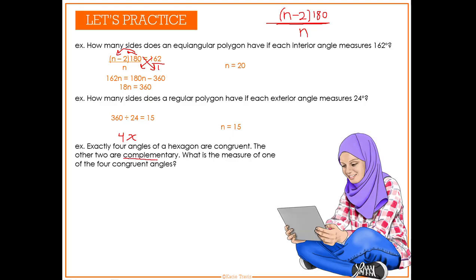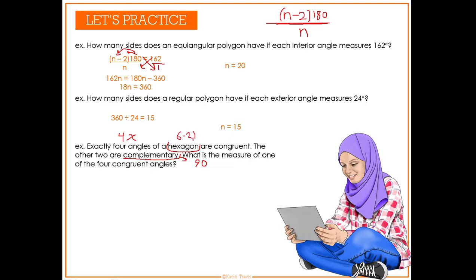Next, we got a blast from the past. It says the word complementary here. If you don't remember what complementary means, that's when 2 things add to give you 90 degrees. And then finally, we got a hexagon, where a hexagon has a total number of something degrees. So let's go through and figure that out.